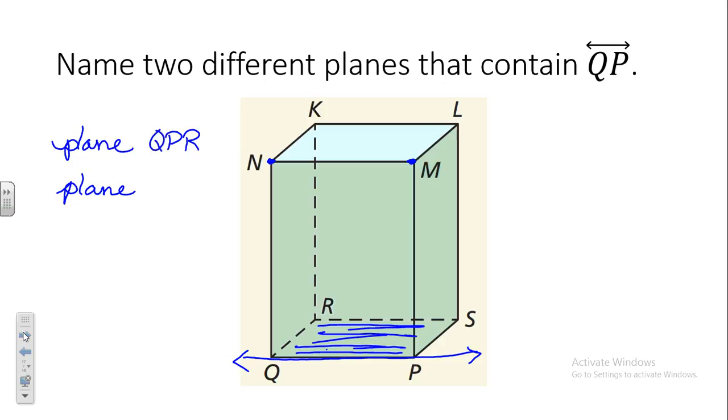But now let's talk about this front face. What would be another name for this front face? MPQ. And so I help myself out when I do this by making sure I have Q and P in the name, and then I just have to find one other point that's on that same plane. Okay? Make sense? All right.